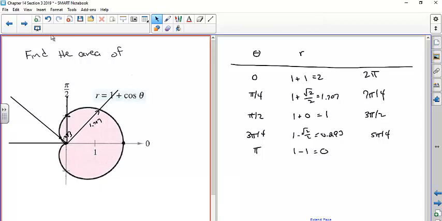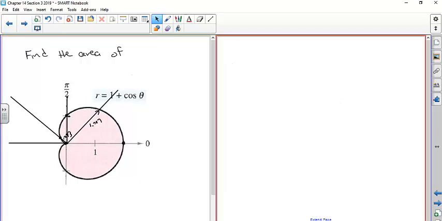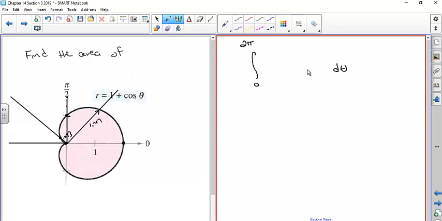So to find the area, what we're going to do is use the iterated integral, and we're going to integrate from 0 to 2 pi. So that's the outside integral. That's the d theta part. You've got then r dr d theta. So that's the other part of the thing.